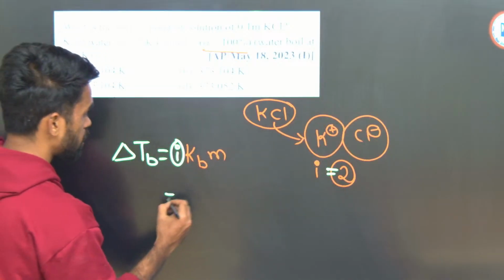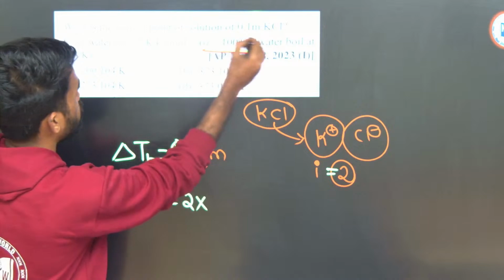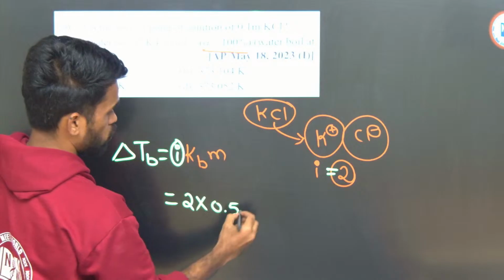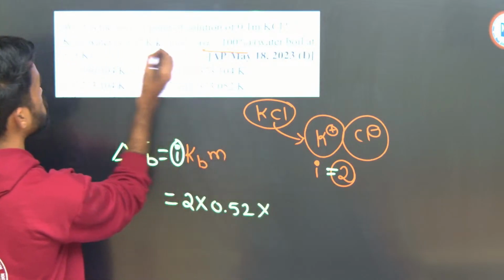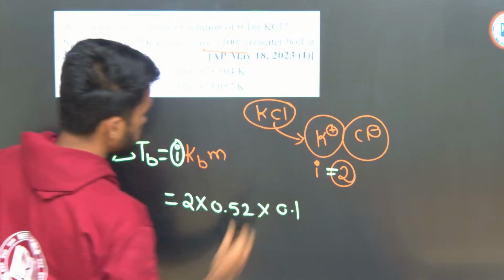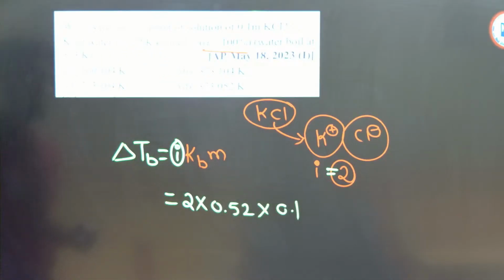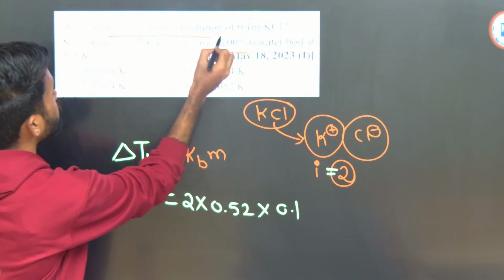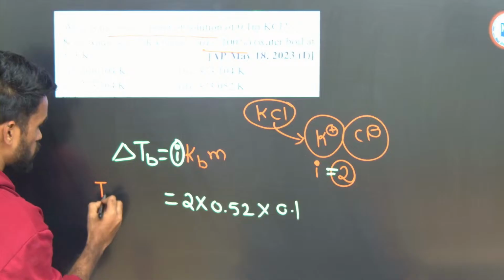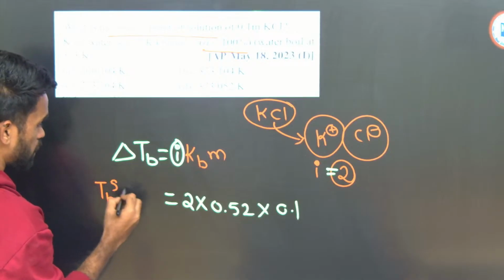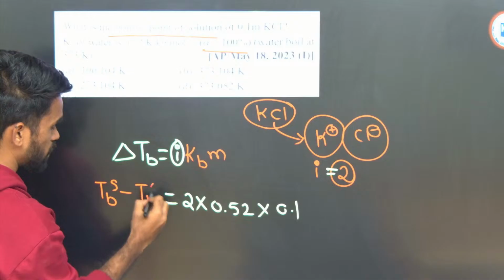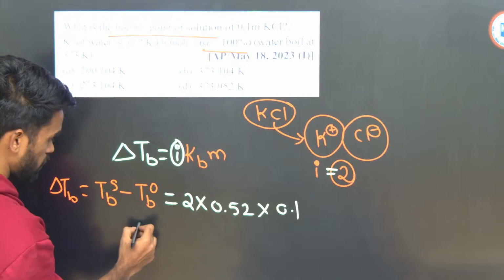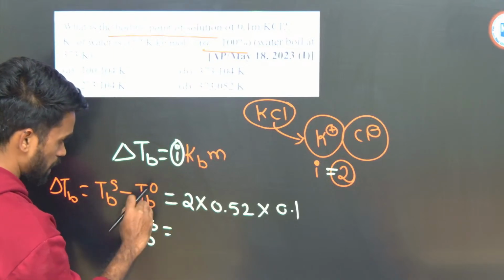So I can take here 2 into the Kb value mentioned, which is 0.52. This is an EAPCET question. 0.52, and the molality mentioned is 0.1. One more thing: they are asking for the boiling point of the solution. Boiling point of solution means, as I told you, delta Tb equals Tbs minus Tb0, and this is delta Tb. So Tbs can be written by sending this to that side.